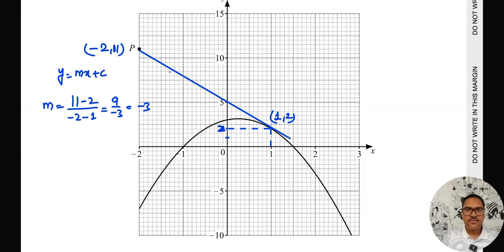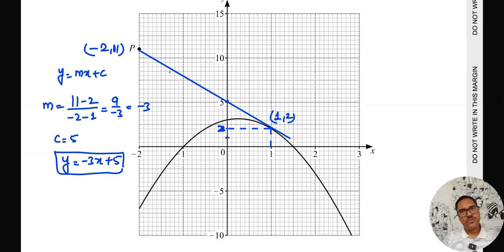So what is the gradient? Negative 3. And what is the y-intercept? You can clearly see this is passing through (0, 5). So the y-intercept is 5. So the line is y equal to minus 3x plus 5. That is the equation of the tangent, y equal to minus 3x plus 5. I hope this is clear.